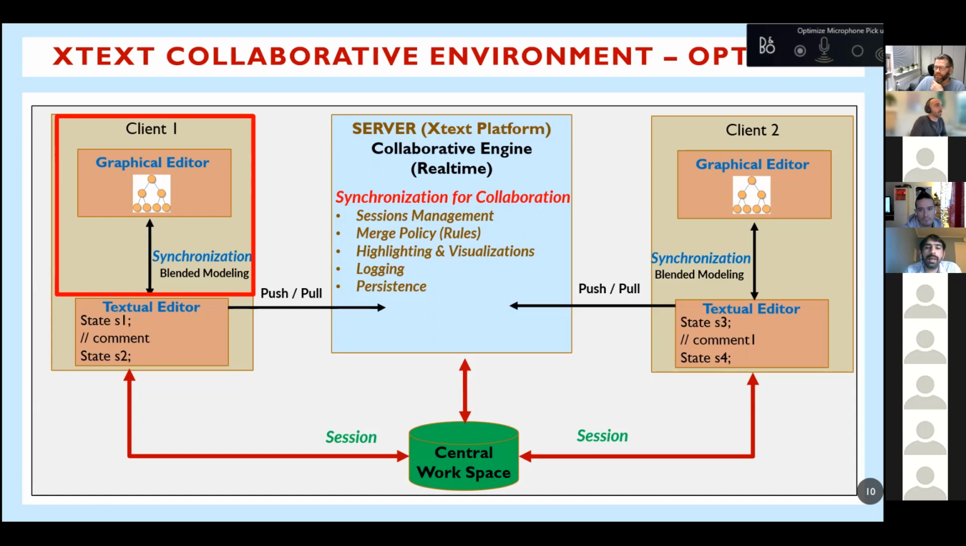The central workspace basically refers to it. It can be different clients connected to different, if I talk about the technical terms, different xText grammars. So the different clients are just a depiction of what can be achieved in this context. And of course, here I have just mentioned a few server features like session management, merge policies, highlighting and visualization, which is of course also part of the client, and then logging is also available, and persistence.